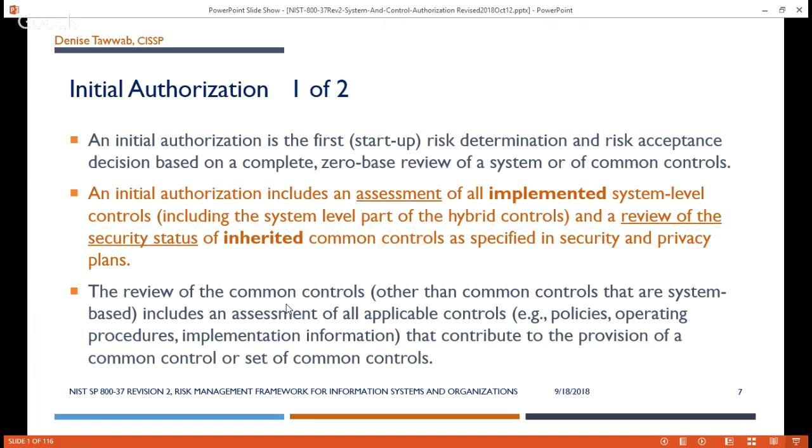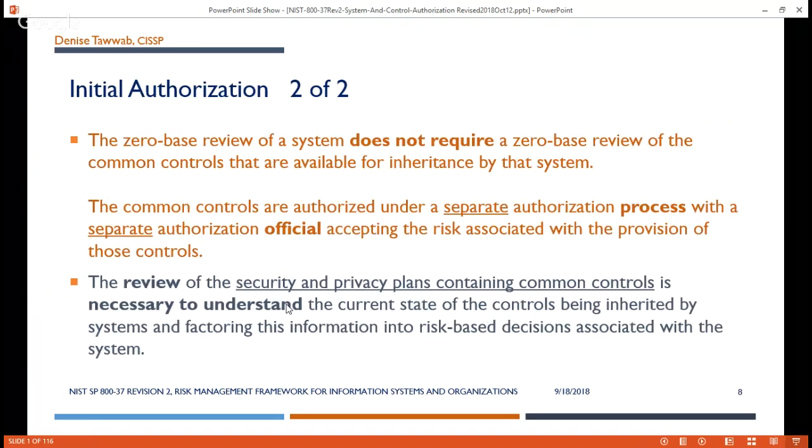The review of the common controls includes an assessment of all applicable controls that contribute to the provision of a common control or a set of common controls. So you're looking at everything. You're looking at policies and procedures. You're not just looking at bolts and screws. You're looking at documents as well. Do we have a security policy? Do we have operating procedures? And so forth and so on.